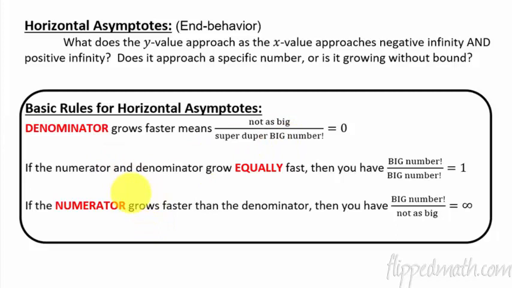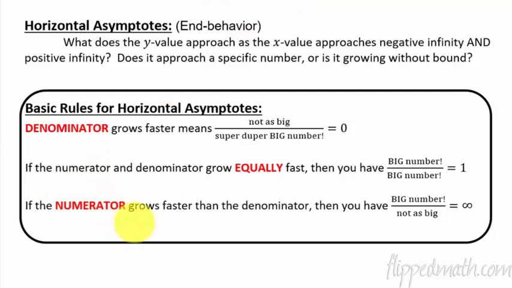Okay? What if the numerator and denominator are growing equally fast? That means you have a big number that is growing equally as fast as another big number. That means it equals 1. This is an oversimplification, okay? I'll give you examples where it's not going to be exactly 1 because you might have coefficients in front. So maybe you have like a 2 here and a 3 here. If you have the coefficients, then the answer would be 2/3. But the main concept is if you didn't have coefficients, then the answer is just a 1.